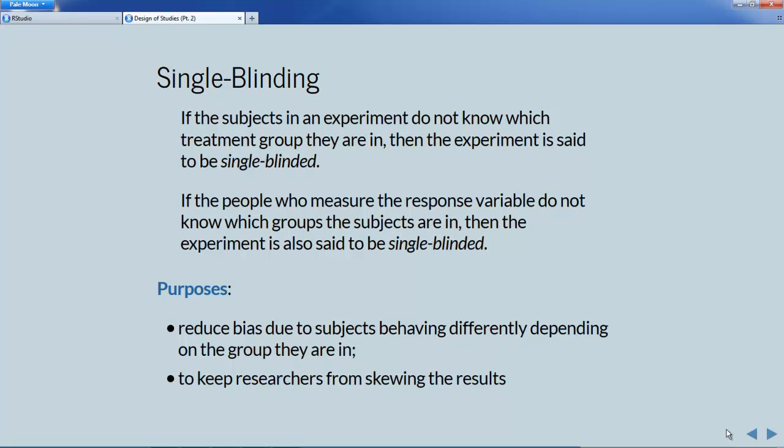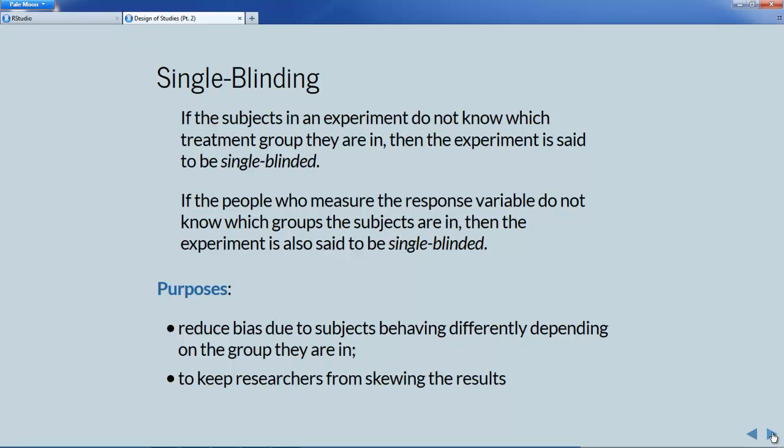Now, when you measure the response variable, sometimes there's a lot of judgment that goes into making the measurement. If the judgment is complex enough, and you have a vested interest in how the experiment is going to come out, then your measurements could be subconsciously affected by your vested interest, and thus skew the results of the experiment towards the treatment. So to keep that kind of bias from getting into the situation, we'd like to keep the researchers, or at least the people who measure the response variable, in the dark as to which treatment group the subject is in.